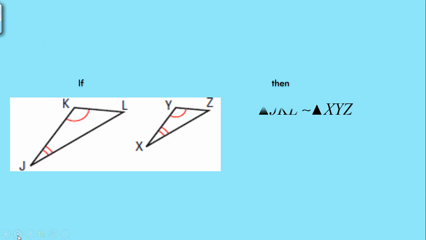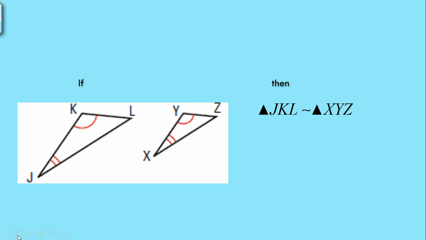So this is what it would look like in a picture. If you had two triangles like this and they were marked with two angles that are corresponding and congruent, like you see in this picture, then we know for certain that the triangles are similar to each other. We know that triangle JKL is similar to triangle XYZ. They are not congruent, but they are in fact similar, so their sides will be proportional.